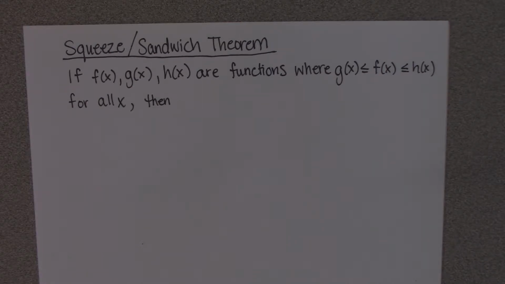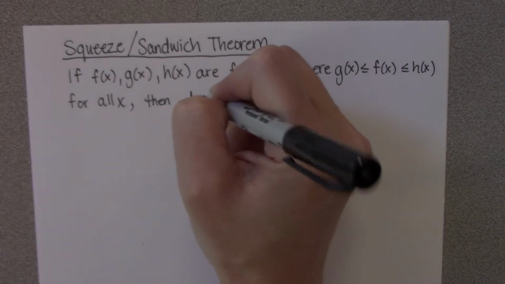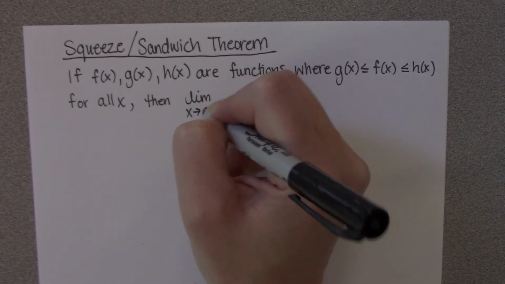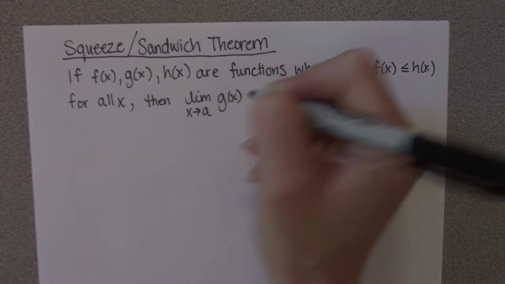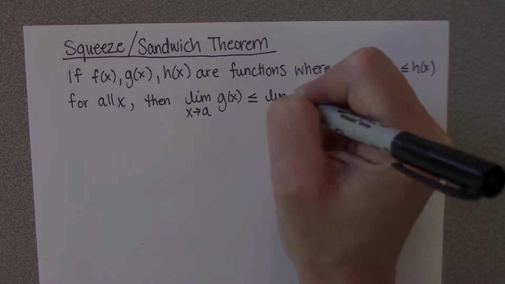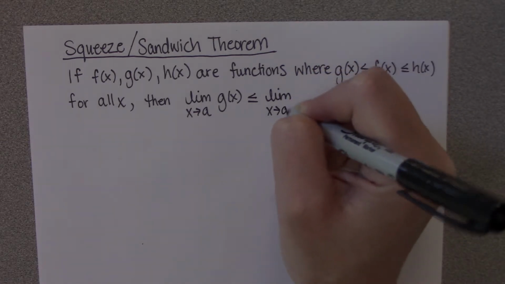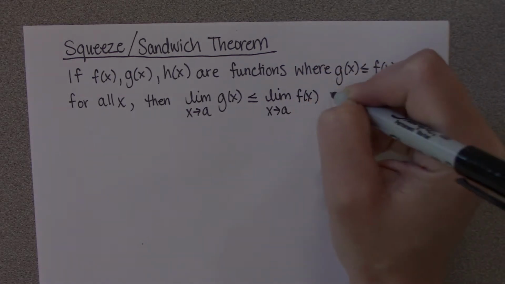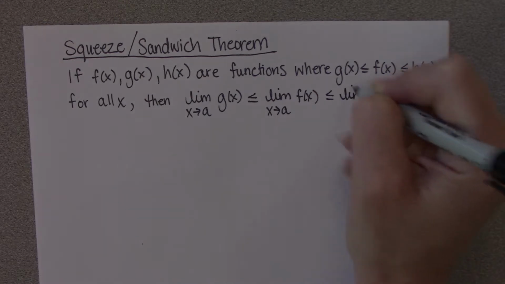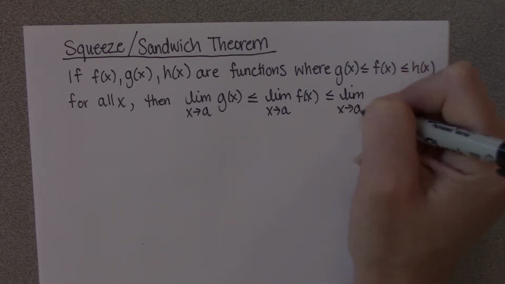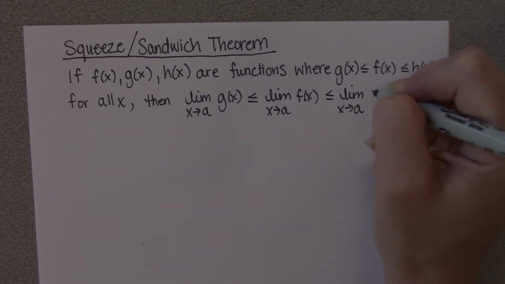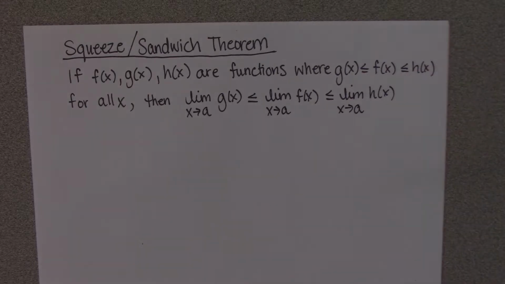So taking the limit of an inequality actually preserves the order of the inequality. So what we said is, well, the limit as x approaches a of g of x must be less than or equal to the limit as x approaches a of f of x, which is less than or equal to the limit as x approaches a of h of x.